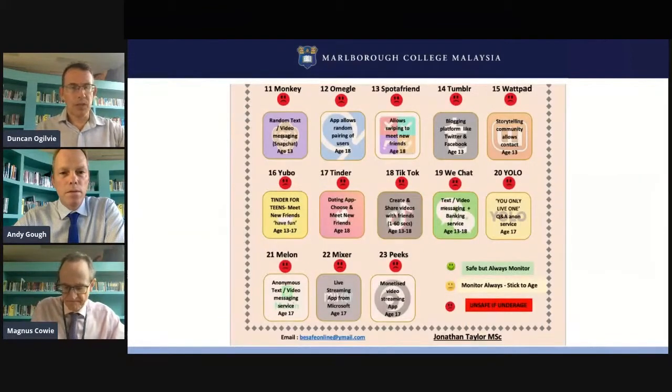But perhaps some of the things that you're not so familiar with, YOLO, Melon, Mixer, and Peaks, I would definitely suggest having a look at these apps yourself, being aware of them, and obviously monitoring those and trying to establish if they're being used underage. And you can see Omegle is on there as well. These are things that we want to not scare people with, but raise that awareness of, and obviously to have a greater conversation piece.